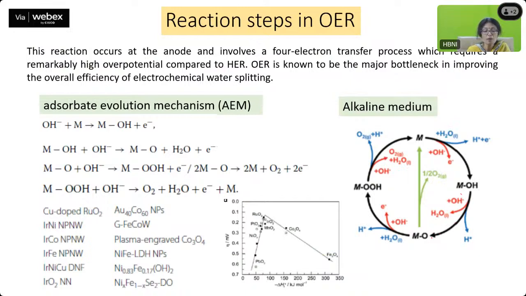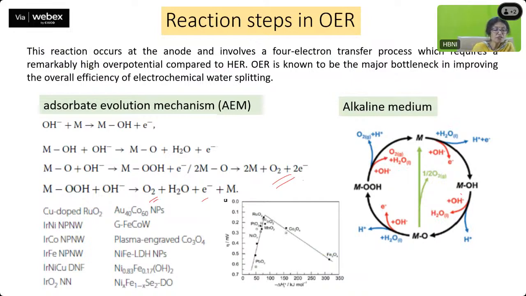In this case, again this MO is going to react with an OH minus and you'll get MOOH. Then it will decompose and give you 2M, oxygen and 2 electrons. And again, this MOH, whatever was formed over here, can react with another OH minus and it will again give you another oxygen and electron.